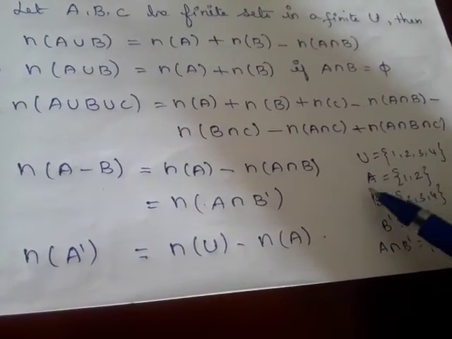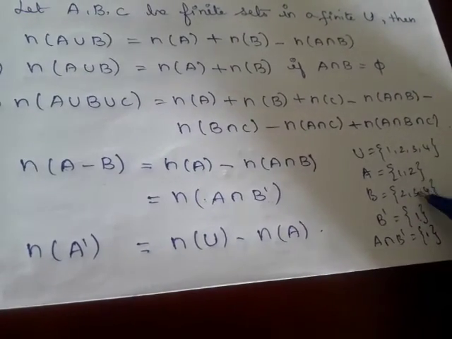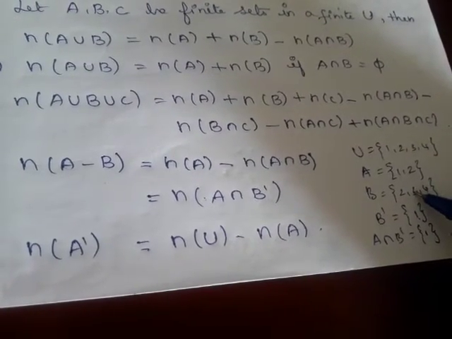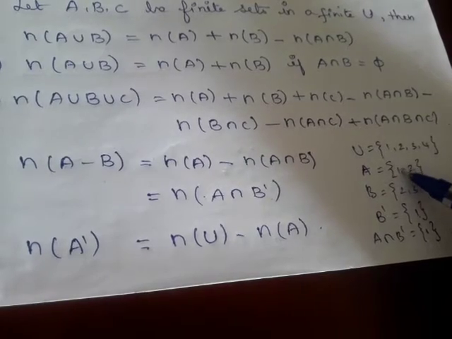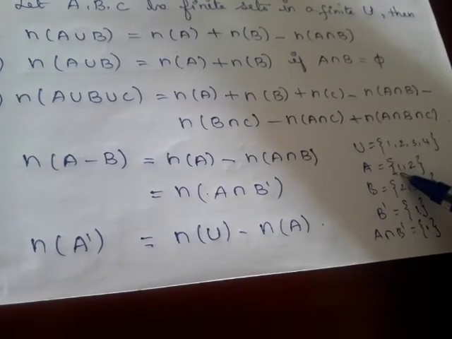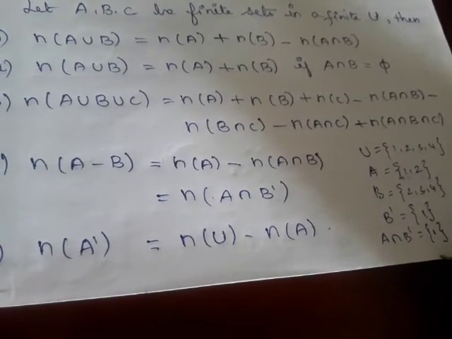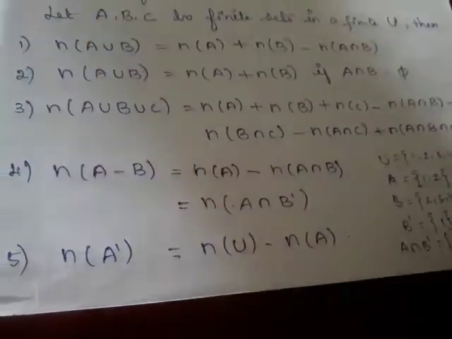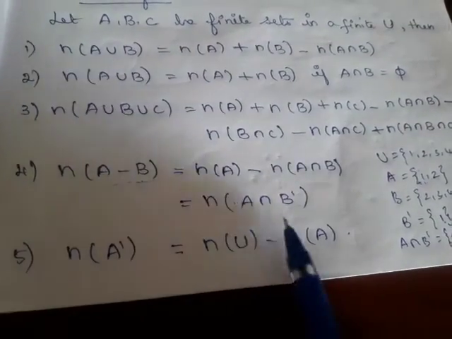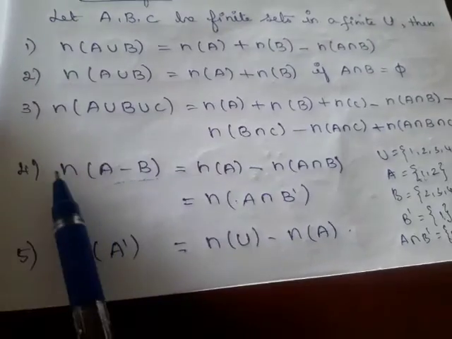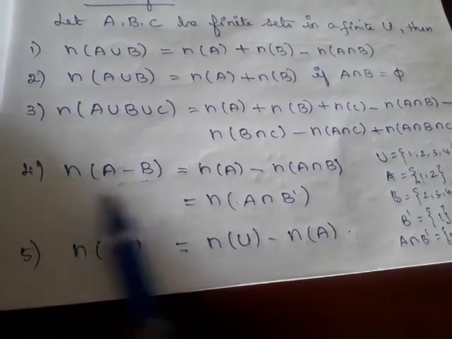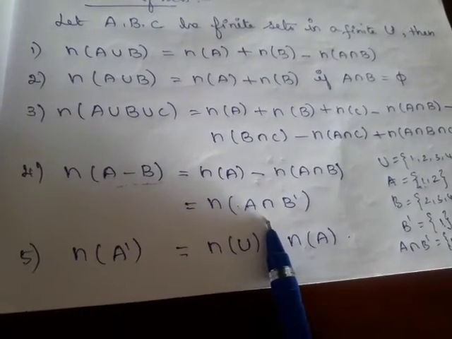Now let us find out what is A minus B. A minus B is comparing these two sets, we will write the remaining elements in A. Therefore, A minus B is the same as A intersection B dash. So the number of elements in A minus B will be the same as the number of elements in A intersection B dash.